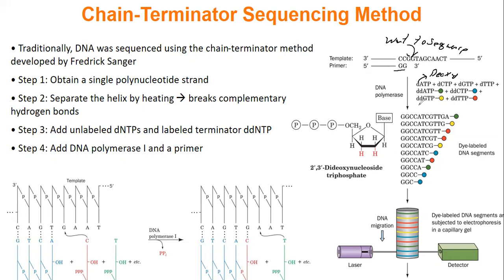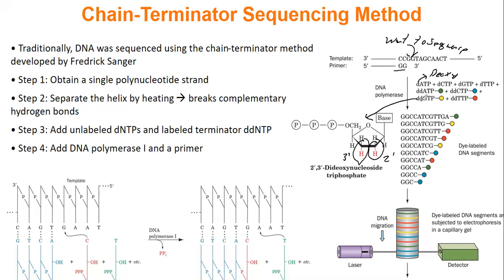We also have these ddNTPs, which are being shown here. ddNTPs are missing the OH at the 2' position like normal, but they're also missing the OH at the 3' position. Now remember, when we're adding DNA, we always add 5' to 3'. If we want to add new DNA, we need an OH at this 3' position. So if you take the OH away from the 3' position, you cannot add any more DNA to it.